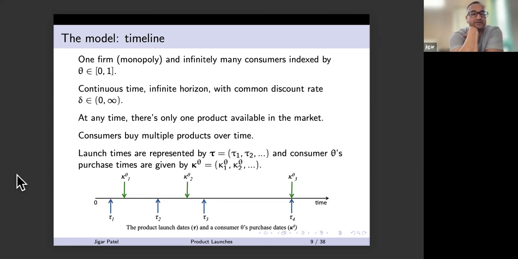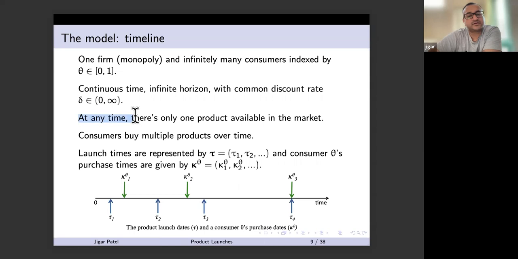Our model is reasonably simple to begin with. Let's assume a monopoly that is launching a product over time. Infinitely many consumers, indexed by theta, theta in 0 to 1, so the mass is the mass of consumers. Continuous time, infinite horizon, with common discount rate delta.